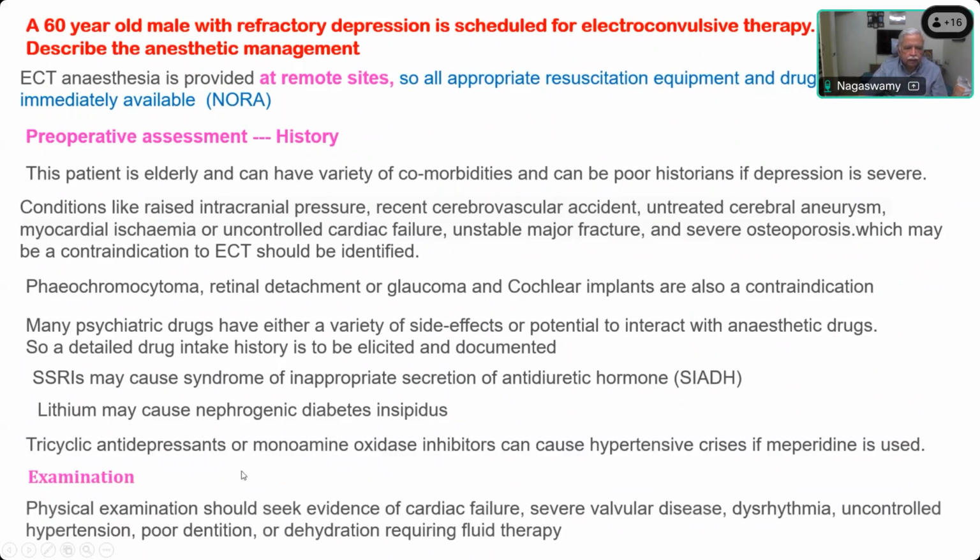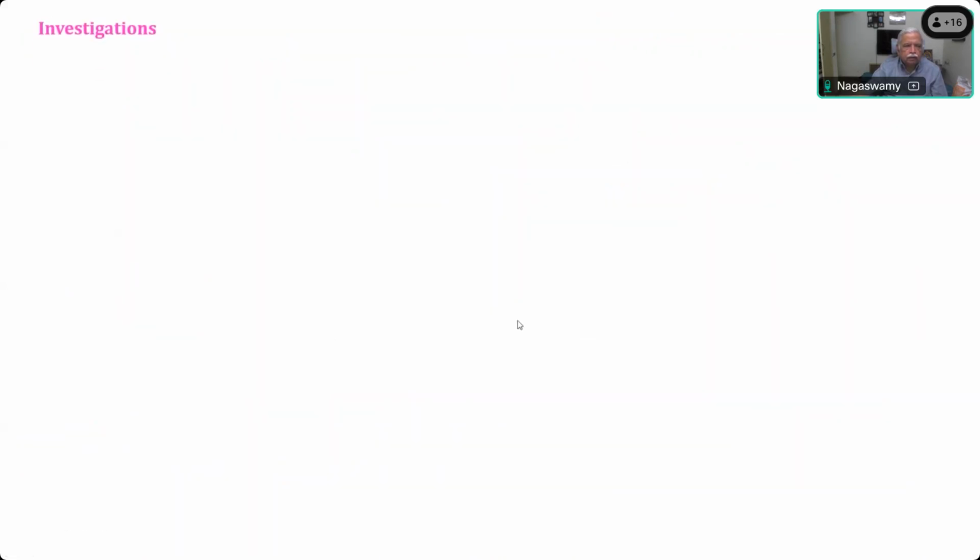And then examine the patient physically. For example, you look for any cardiac failure, valvular disease, dysrhythmias, uncontrolled hypertension, poor dentition, dehydration requiring fluid therapy. So clinical examination of that patient should be done. Then investigations. Third part is the investigation. Routine blood test, ECG, and other investigations as indicated. Supposing cardiac failure is there, you must ask for an echo and cardiology consultation.